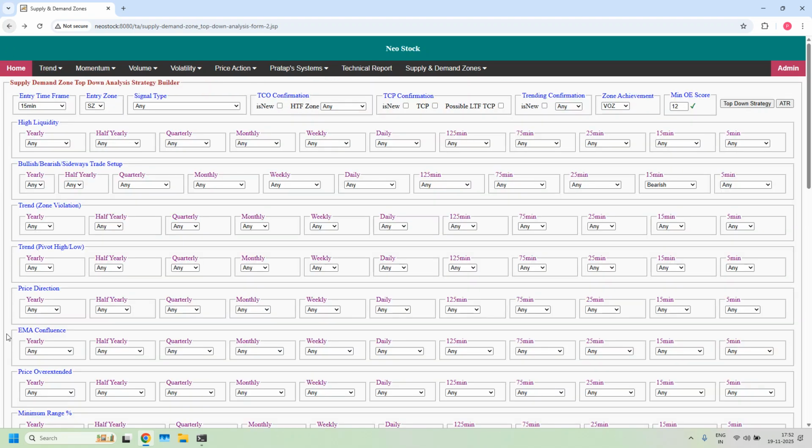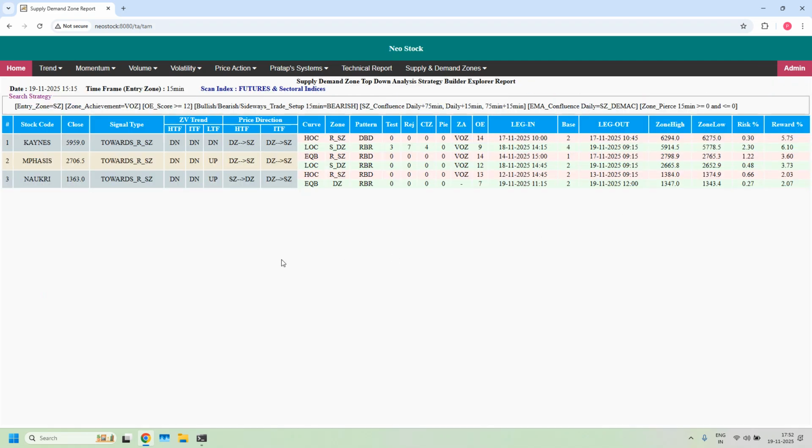I am applying the second filter, that is EMA confluence, with the daily supply zone having daily EMA confluence, because the daily trend is downtrend in all the 3 stocks. We got all the 3 stocks. So you can plan trades in these 15 minute supply zones, provided less than 20 checklist items are satisfied. Otherwise, there are higher chances of zone violation. So this is a bearish trade setup for the daily income trade. We have completed all the 3 income trade reports.